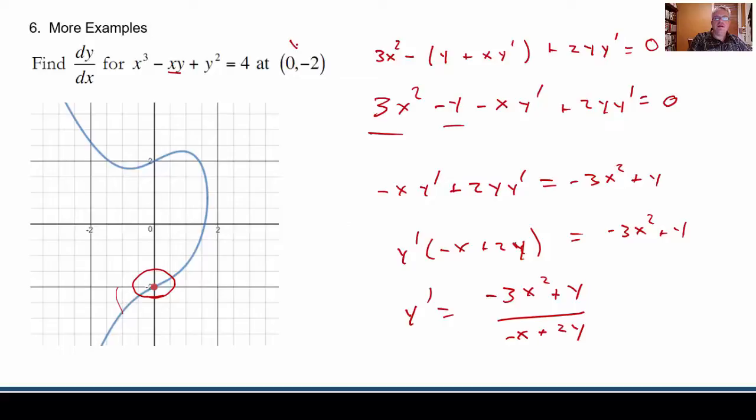So when we plug in 0 for x and negative 2 for y, we get negative 2, because this first term will be gone. And negative 2 is what y equals. Divided by minus x is gone. 2 times negative 2 is negative 4. We get 1/2. Kind of makes sense. Looks like it's about 1/2 there. That's the slope of the derivative there.